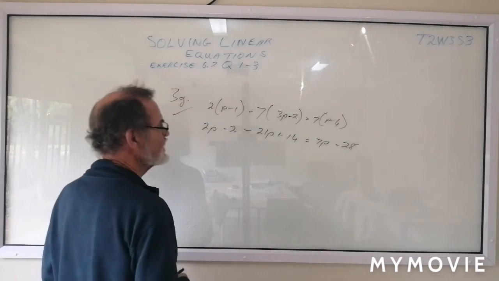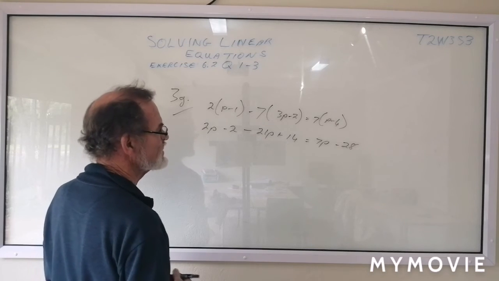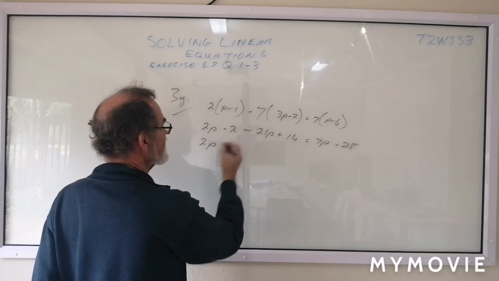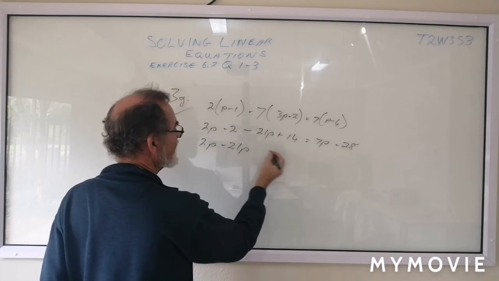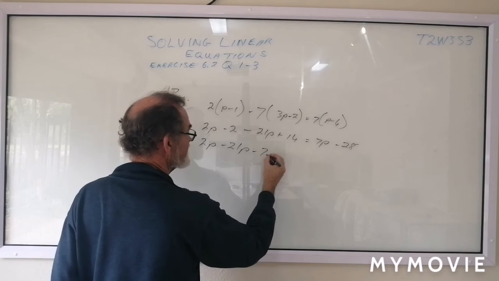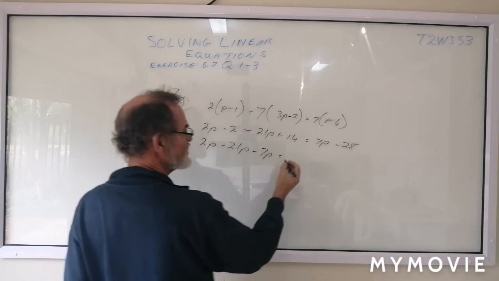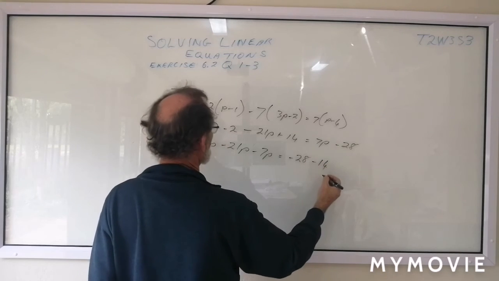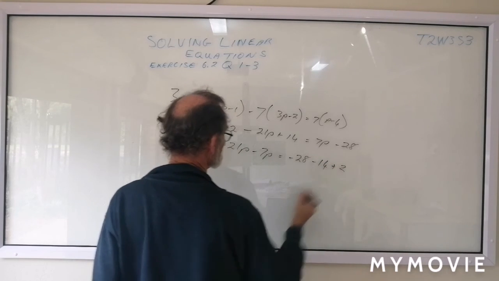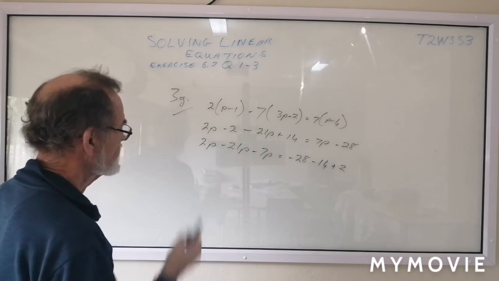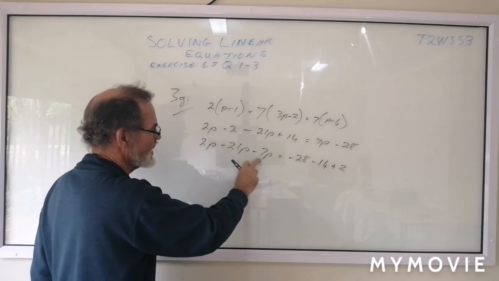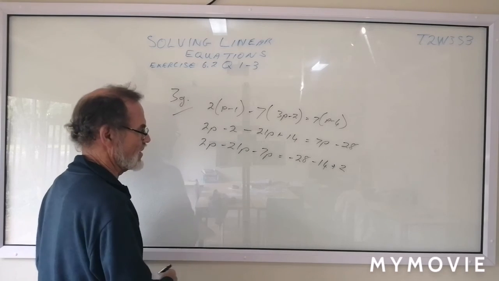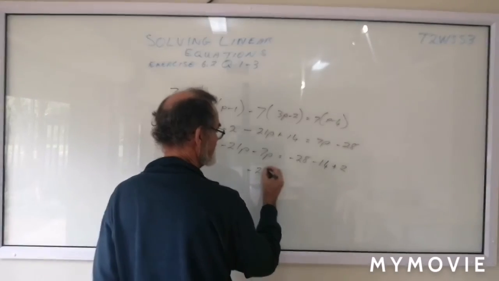Alright? Now we're going to get all our p's and constants together. So we have 2p minus 21p, and we subtract 7p from both sides. And this is equal to minus 28, and we subtract 14, and we're adding 2. Okay? So minus 21 minus 7 plus 2 is minus 5. Minus 21 and minus 5 is minus 26.